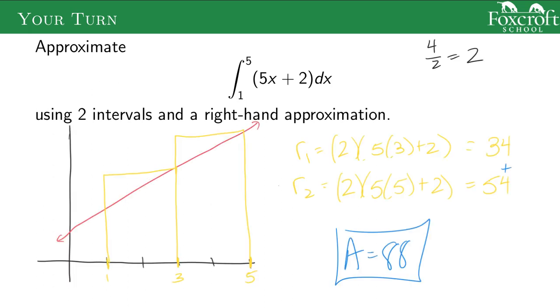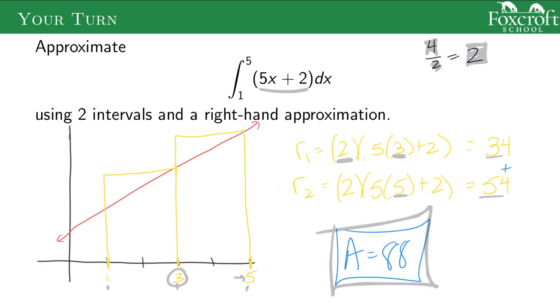The first thing is, how wide are our intervals? We're doing a distance of 4 from 1 to 5, breaking it up into 2 intervals, so those intervals have a width of 2. We start at 1, go right 2 to 3, go right 2, and we end at 5. Then we're doing a right-hand approximation. Our first rectangle has a width of 2, which is the width of all of our rectangles, and the right side of that first interval is 3. So 3 is what I'm plugging into my function expression. Simplifying, you get 34. Our second rectangle's right-hand side is 5, so I put 5 into my function expression and simplify to get 54. Add your 2 rectangles together to get your final answer.